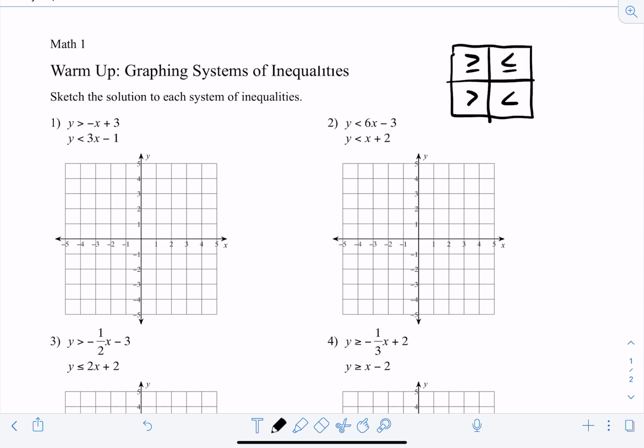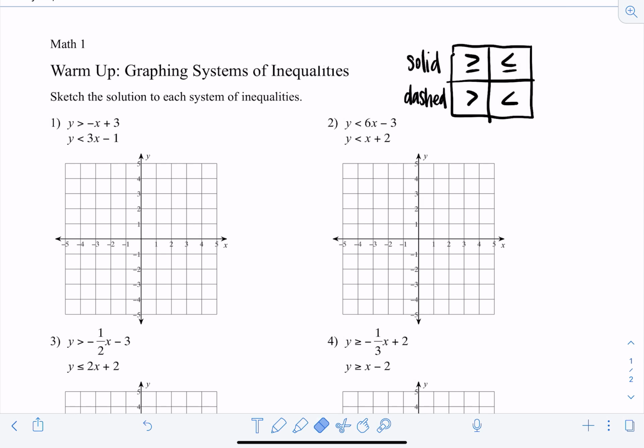When we think about doing inequalities, we have two things. We're going to shade them. We're also going to make them dotted or solid lines. The lines that are equal to are always solid, and the lines that are just greater or less will be dashed or dotted.